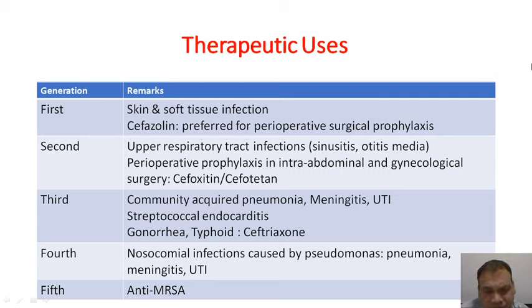I told you that third generations also affect gram-negative cocci like gonococcus. Then the fourth generation is basically used for nosocomial infections caused by Pseudomonas, like pneumonia, meningitis, and UTI. And the fifth generation, we have already seen, is anti-MRSA. They can be used against MRSA infection.